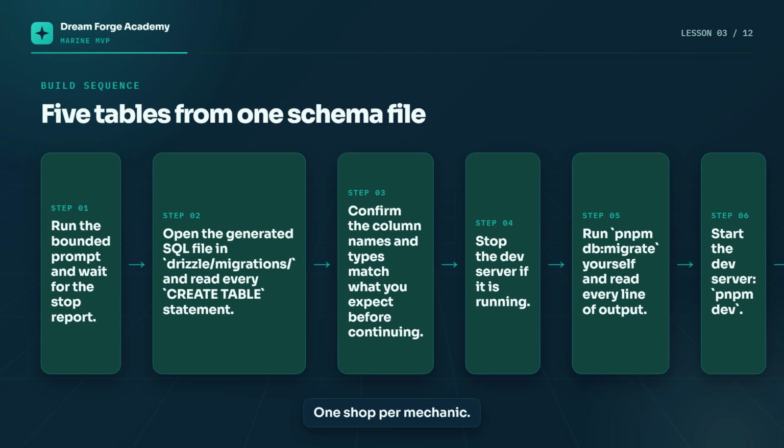1 shop per mechanic. Customers and boats belong to a shop. Jobs belong to a shop and a customer. Photos belong to a job. Domain tables use UUID primary keys. Better Auth tables use text IDs and come next lesson.